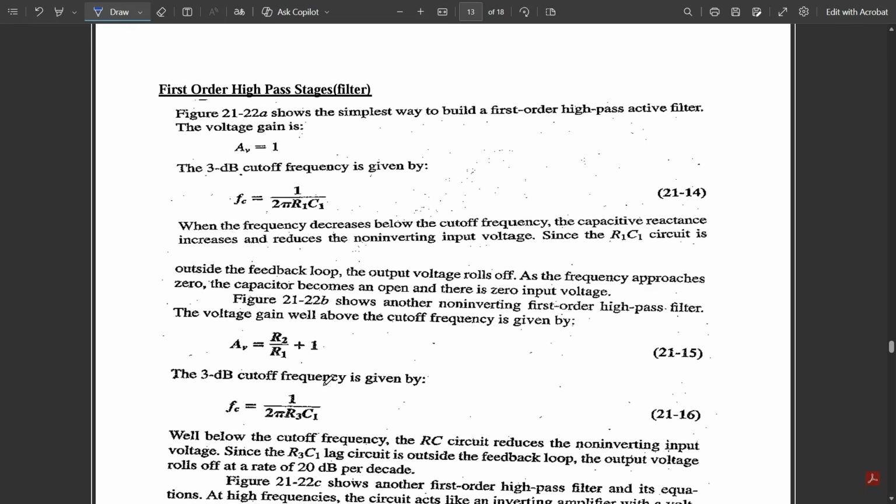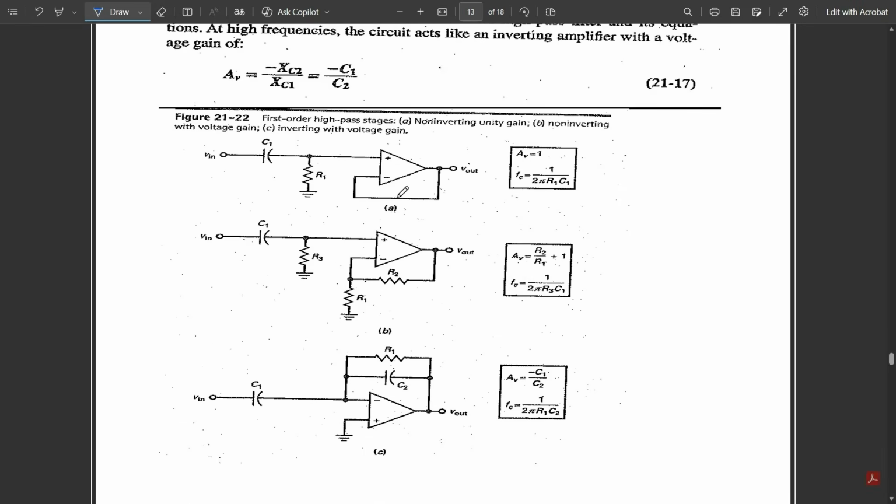low pass category. Now, for the first order high pass filter stages, we define them with figure 21.22a. These three are the high pass filter stages, where the first is non-inverting with unity gain, the next is non-inverting with some voltage gain, and the next is the inverting category with some voltage gain. Okay, let's see how these three are different from the low pass category.